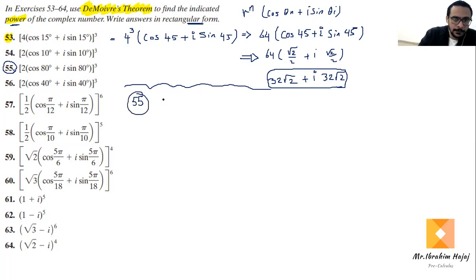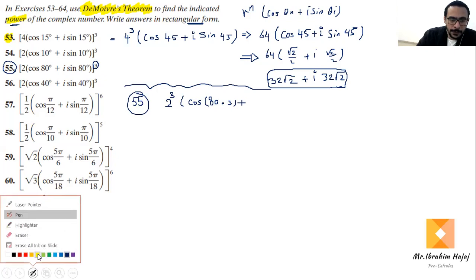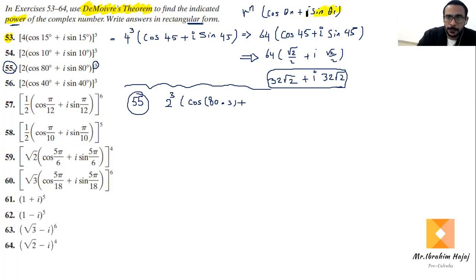It will be 2 to the power of 3, cosine 80 times 3. Why, Mister, times 3? Here is the rule up on the page: you take the power of r, and multiply the angle by n. 80 times 3 and I sine 80 multiplied by 3. Leave your answer in rectangular form. 2 to the power 3 equals 8, 2 by 2 by 2.